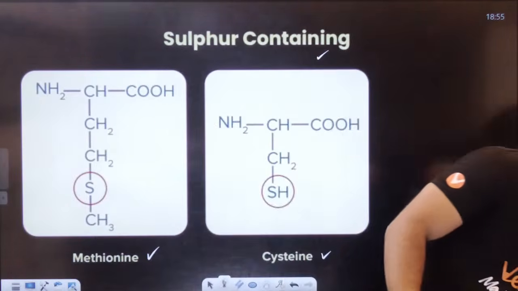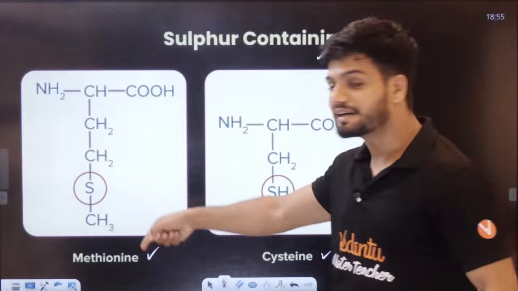Start codon. Exactly, students. Start codon. Methionine. Sulfur containing amino acids, students.